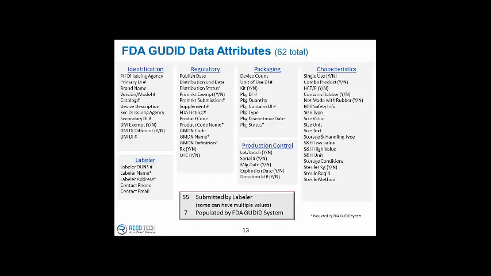Some of these are Boolean, true and false, yes or no type of things. Others are values that you fill in. In other cases, they're from a controlled vocabulary. So the FDA refers to these as list of values. They'll have a predefined list of values that you need to select from as you describe your product. 55 fields are submitted. 7 are derived and populated by the FDA, so they do a lookup based on what you sent to them. So a grand total of 62 fields would be found in the FDA GUDID.